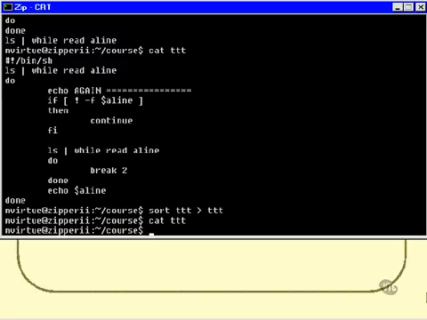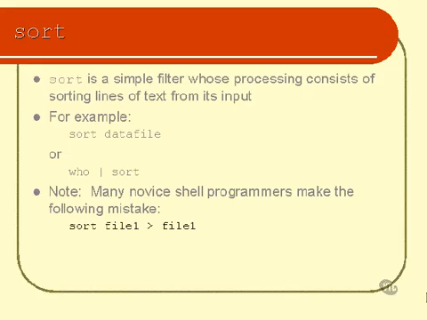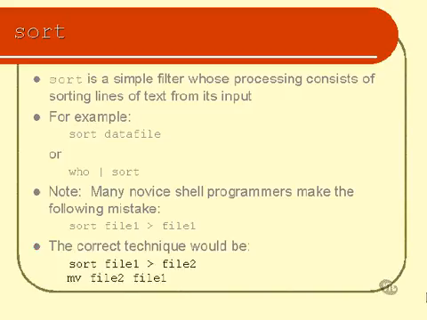So what you should do instead is the following. The correct technique is sort file1 and send the results to another file, some kind of temporary file, maybe call it file2, it doesn't really matter, and then rename file2 back to file1. There is no simpler way of doing it. It might look like there should be, but there isn't.